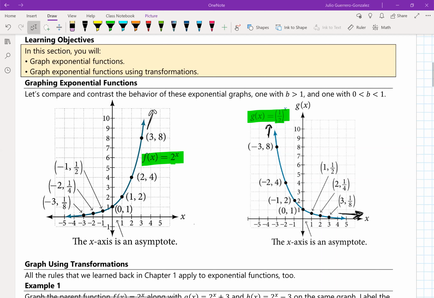So as I was mentioning, we have the two functions here, f of x equals 2 to the x, and g of x equals 1/2 to the x. So notice the behavior of each one. We'll study why both of these graphs do this. By the time we're done with this chapter, we'll know why the graphs are doing what they do.